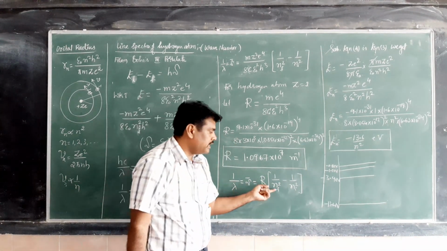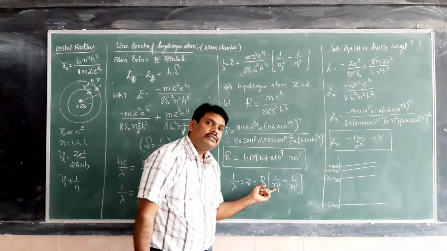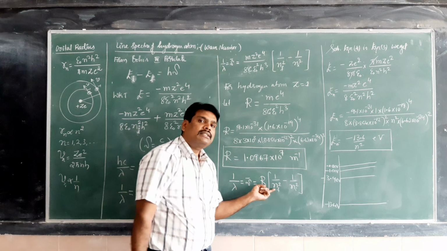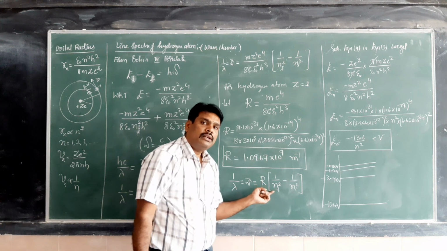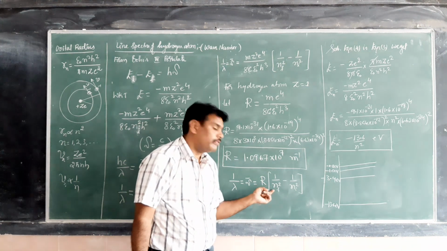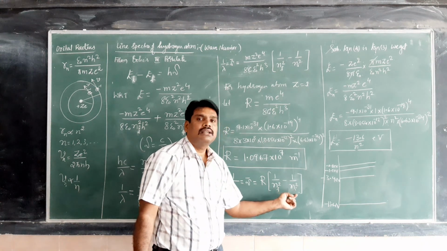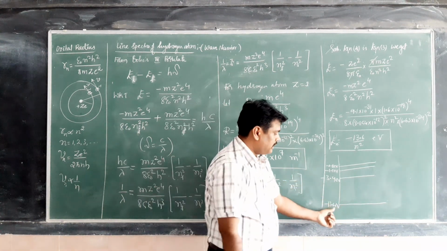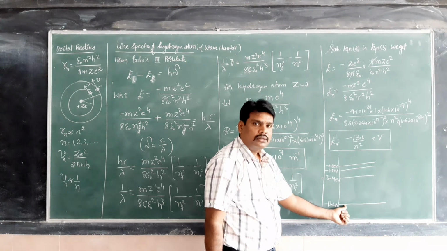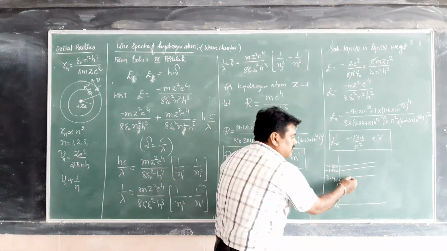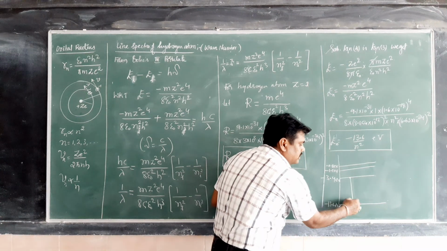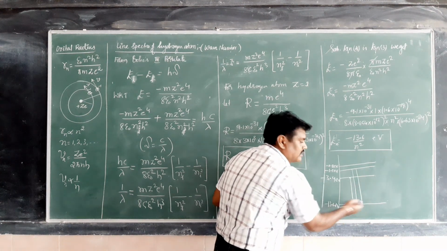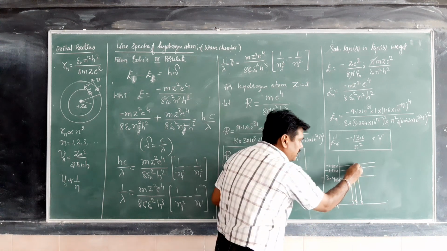For the Lyman series, n f is 1. For the Balmer series, n f is 2. The next series: Paschen 3, Brackett 4, Pfund 5. The next number is the n i value, the initial value. If the transition takes place from a higher energy level into the first one, it is the Lyman series. These are all the Lyman series transitions.